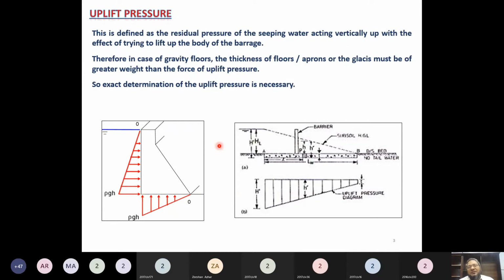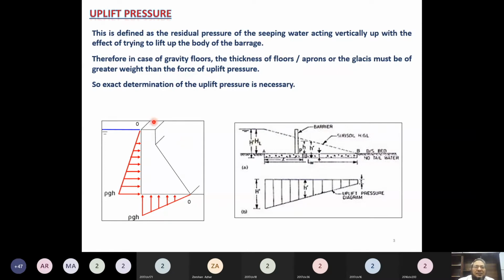Now we want to discuss both these problems of the subsurface flow, number one the uplift pressure, and the second undermining or piping, separately in detail. Let us come to the uplift pressure. How can we define this uplift pressure? It is the residual pressure of the seeping water acting vertically up with the effect of trying to lift up the body of the barrage.